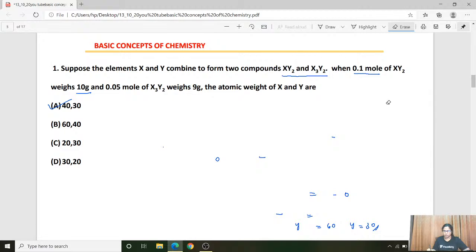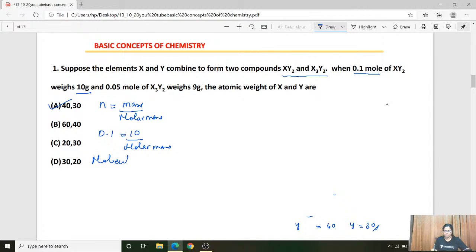Look at the problem now, students. What information is given in the problem? If you can see clearly, the number of moles is given and the mass is given. That means we can calculate molar mass. N, the number of moles, is equal to mass by molar mass, isn't it? So the number of moles is given as 0.1, mass is given as 10. So the molecular mass of XY2 will be 10 divided by 0.1. That means you are getting 100.